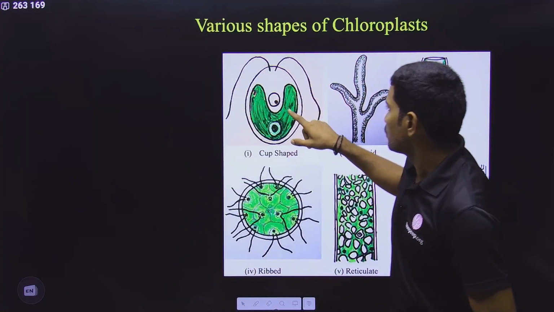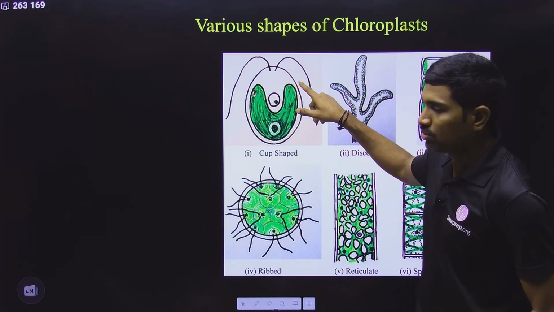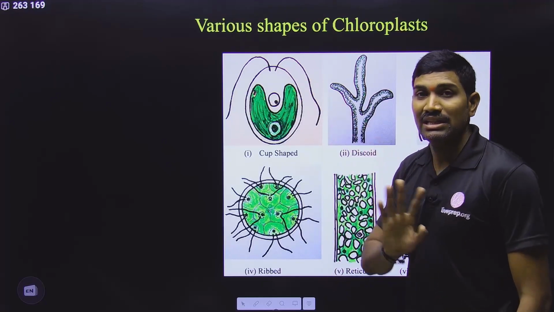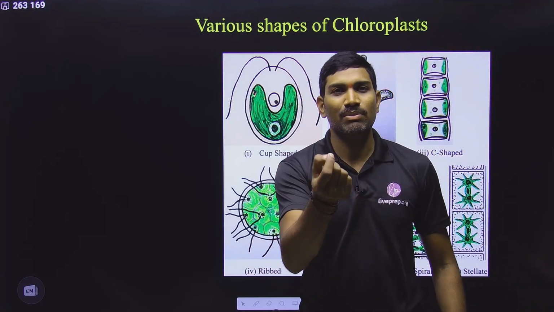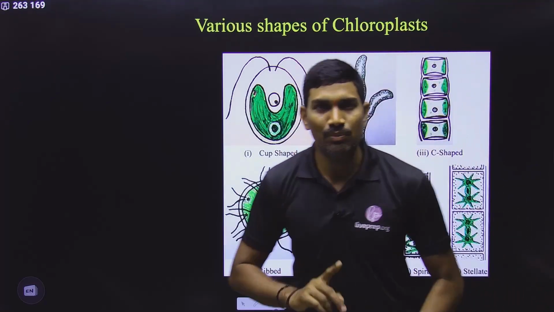For Chlamydomonas, in a single cell only a single chloroplast is there. That name was mentioned in NCERT. But what is the shape? They have not mentioned it. But at least the name and number they have mentioned. Simply add one more point. What is the shape? It is the cup shape. At least please remember this.